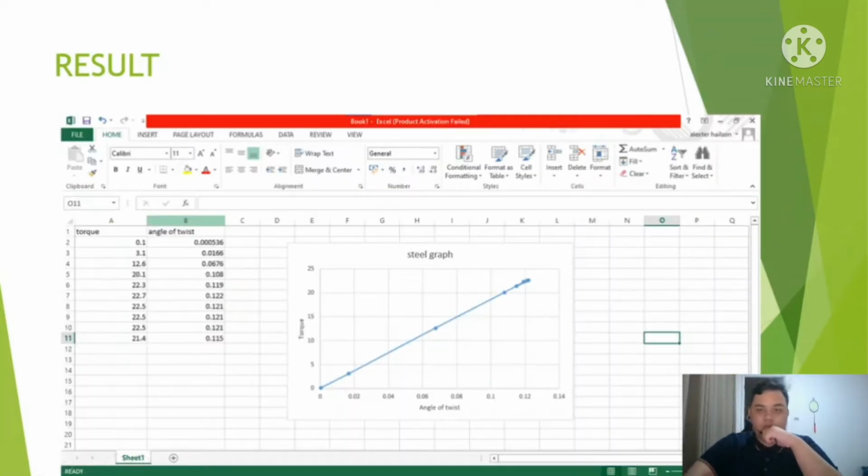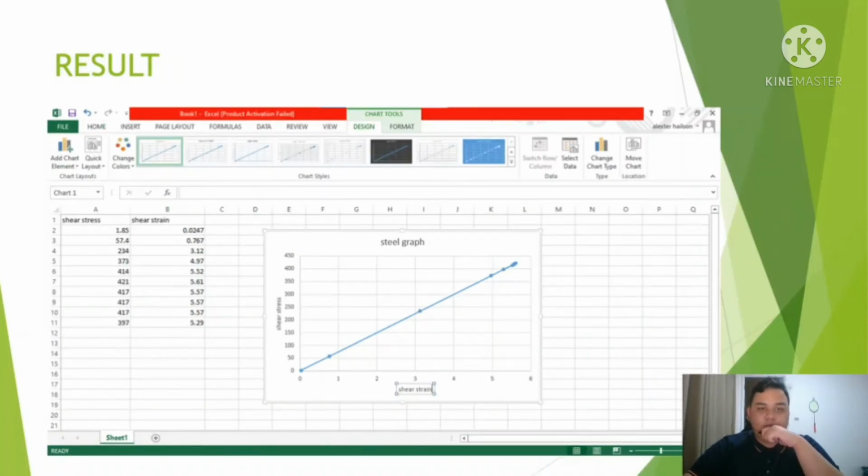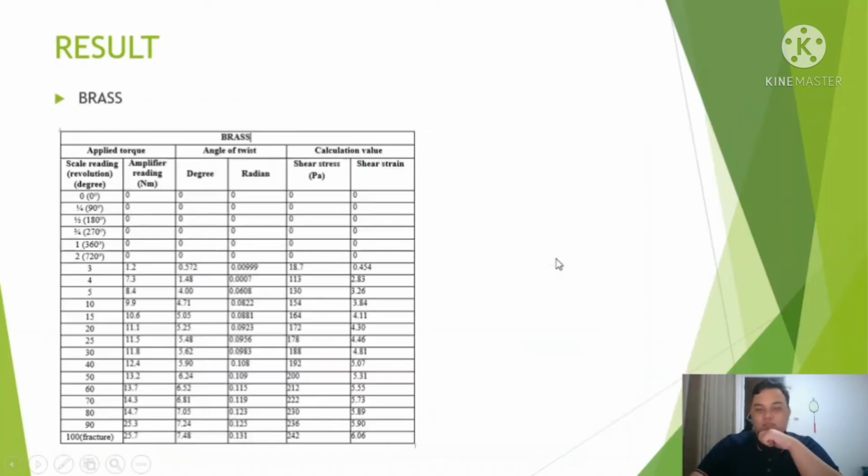Now this is the result for the steel graph. As we see here, the graph is constantly increasing, and this is the graph between torque versus angle of twist, and this is the graph between shear stress versus shear strain. As you see here, the graph also increases in a straight line. And then this is the result for the brass.